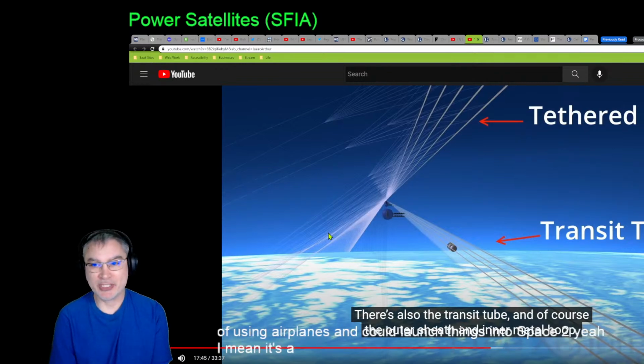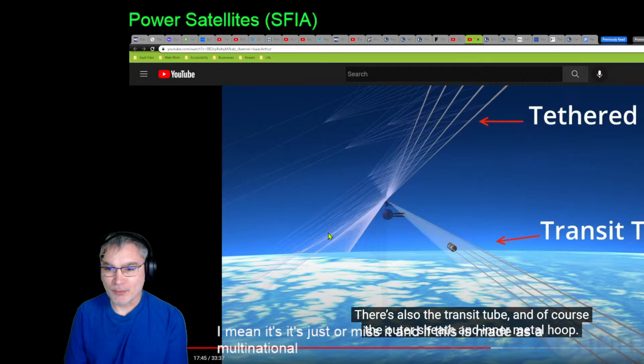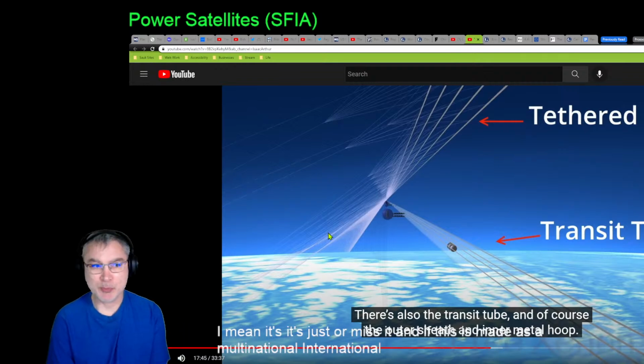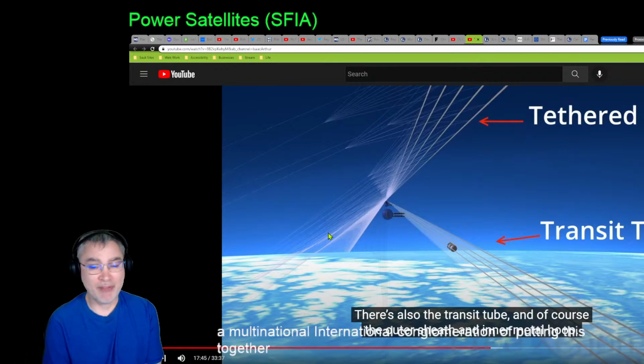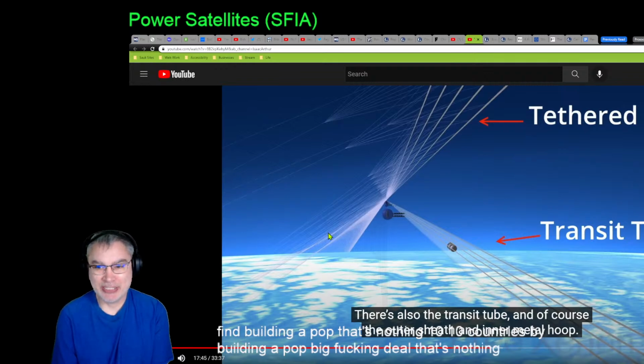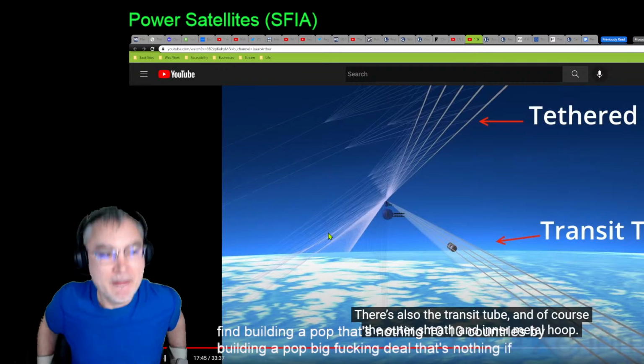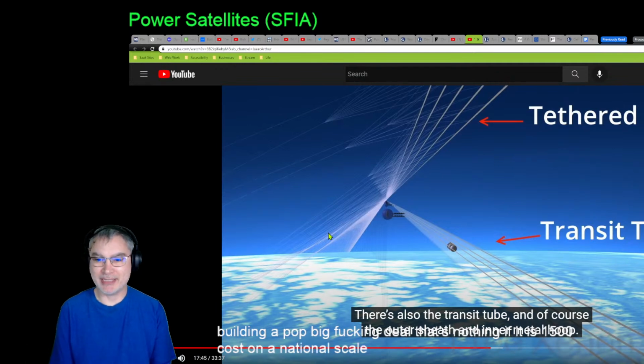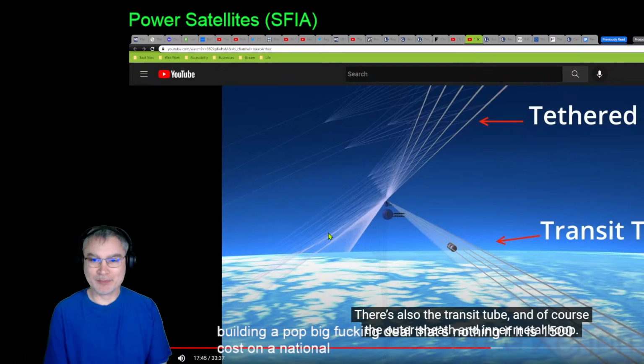Yeah, I mean, and if this is made as a multinational, international conglomeration that was putting this together, $5 billion a pop, that's nothing. 10 countries, $5 billion a pop, big deal. That's nothing. It's basically no cost on a national scale. I mean, it just drives me nuts.